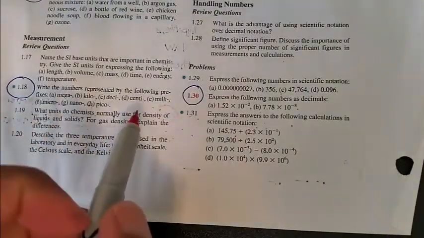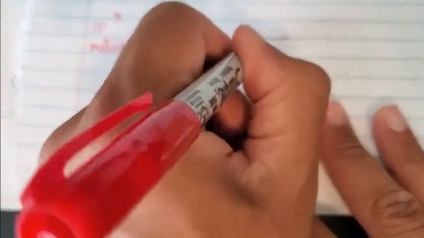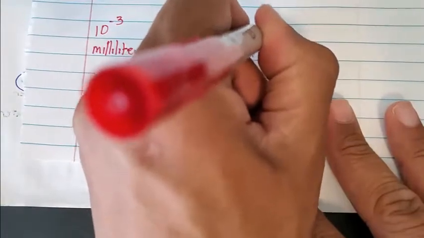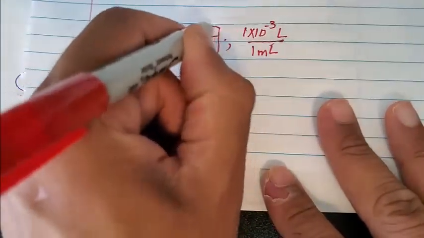Moving on here, milli. Milli is 10 to the minus 3. So let's do liter here. And the big one here, you'll use this a lot in this class, 1 liter is 1,000 milliliters. Alternatively, you can say, we don't use this a lot, to be honest with you, or at least I don't, 1 milliliter is 1 times 10 to the minus 3 liters. But this is something I use probably every day.